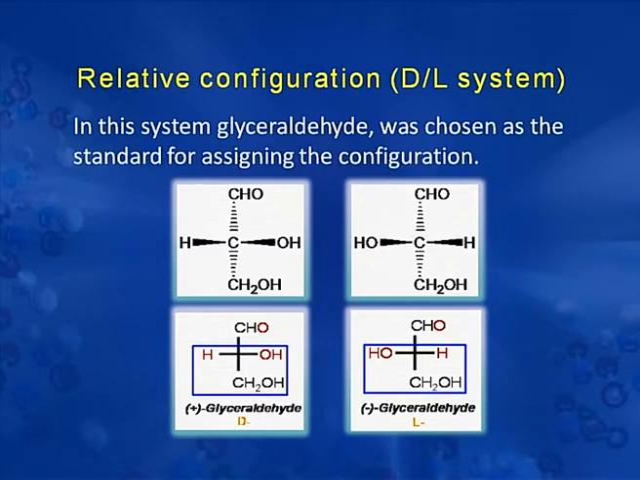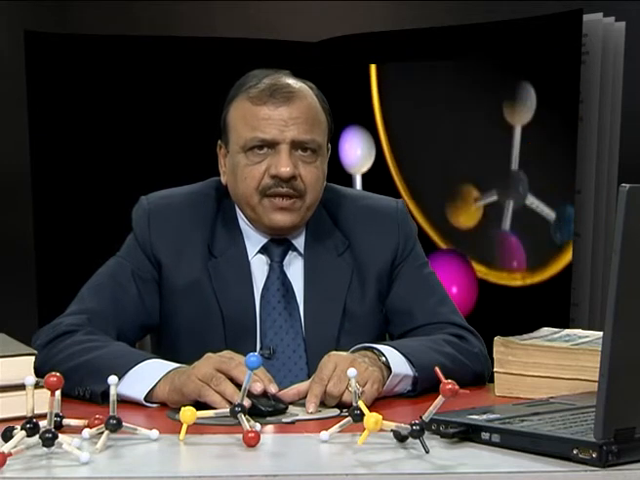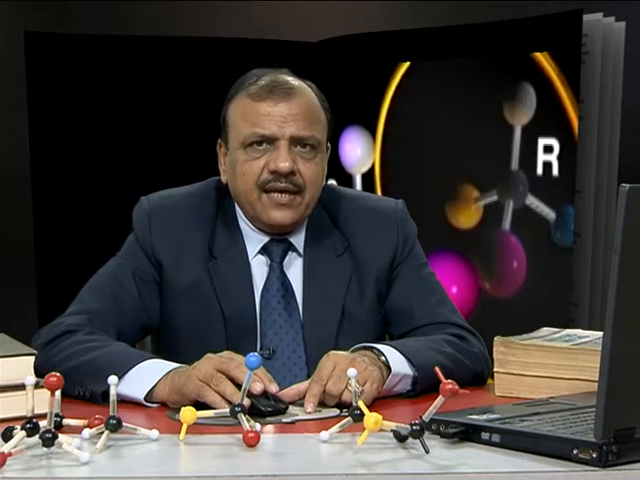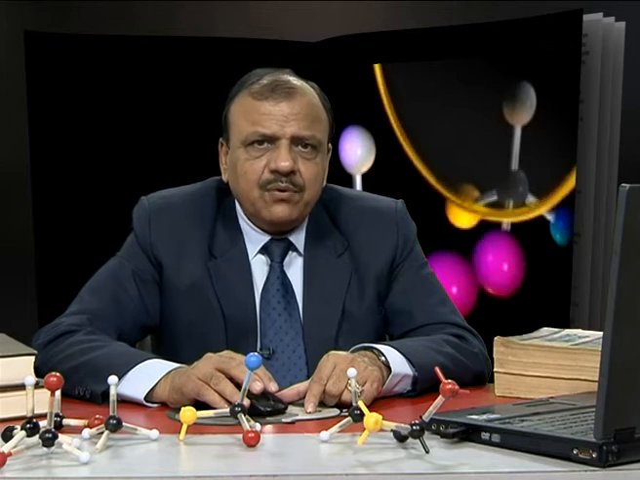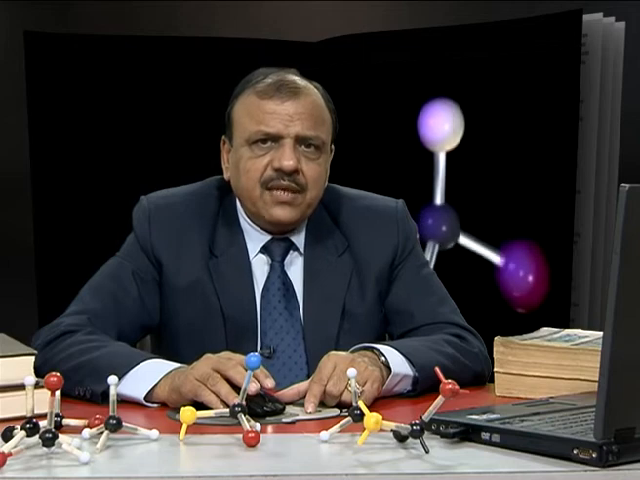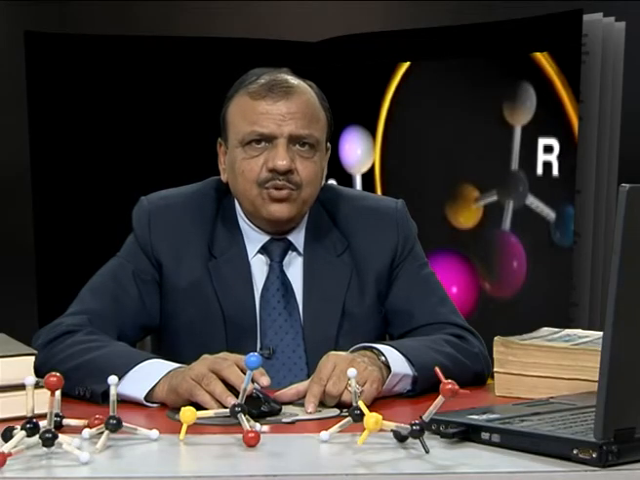The method was given like this: any compound that can be obtained from glyceraldehyde, or can be converted into glyceraldehyde by a series of reactions, is said to belong to the D series, and the compounds which can be correlated with minus glyceraldehyde are said to belong to the L series. We use capital D and capital L before their name. This system was mainly used for carbohydrates.